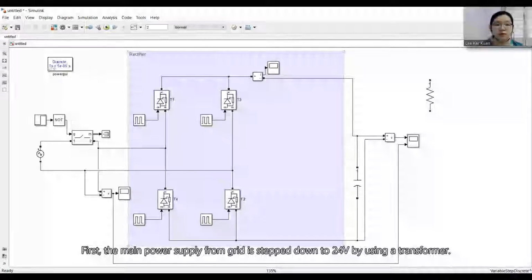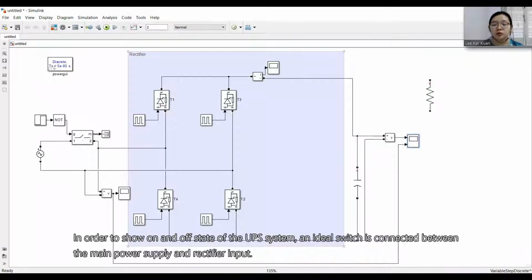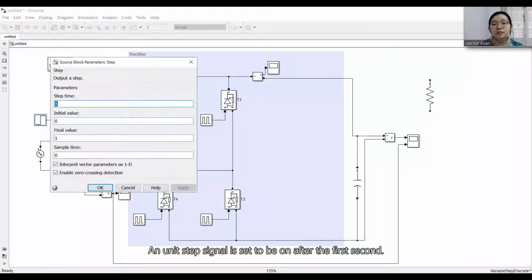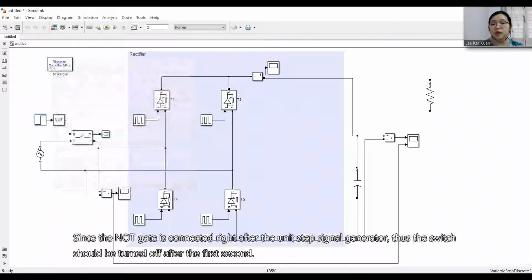First, the main power supply from the grid is stepped down to 24 volts by using a transformer. In order to show the on and off state of the UPS system, an IC switch is connected between the main power supply and the rectifier input. A unit step signal is set to be on after the first second. Since the NOT gate is connected right after the unit step signal generator, the switch should be turned off after the first second.